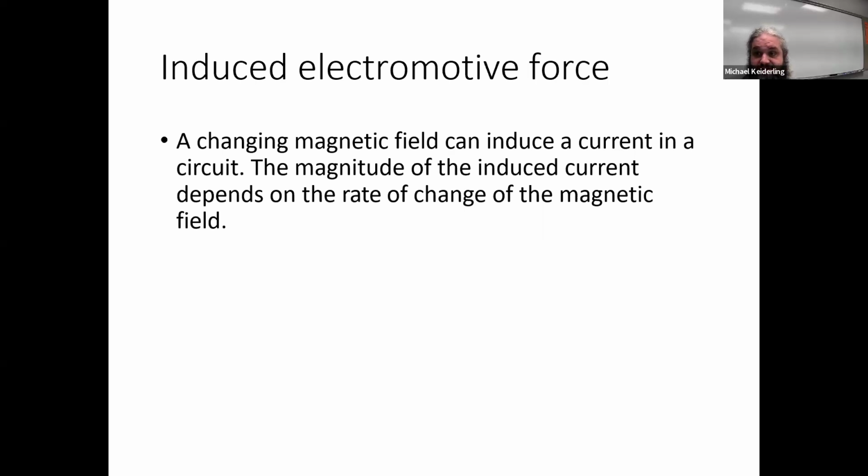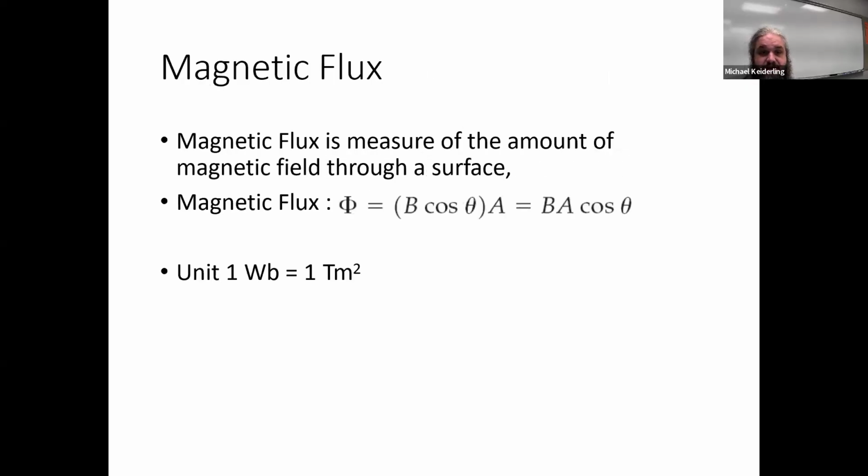And it opposes the change. The induced current will oppose the change. So to figure out how much change is going on, we need to understand magnetic flux. Magnetic flux is how much magnetic field is passing through a surface. So that's magnetic field times the cosine of the angle with the magnetic field with the normal to the surface times the area of the surface. And the units are Webers, or 1 Tesla meter squared.